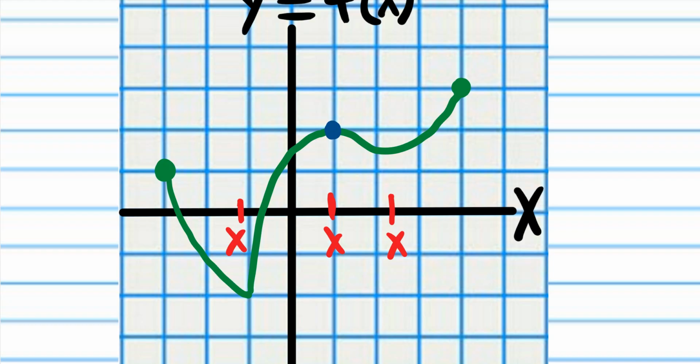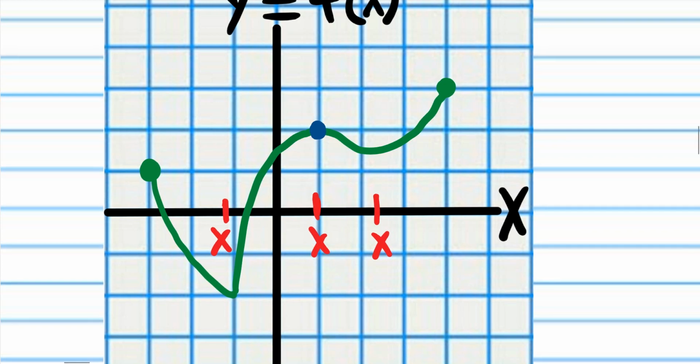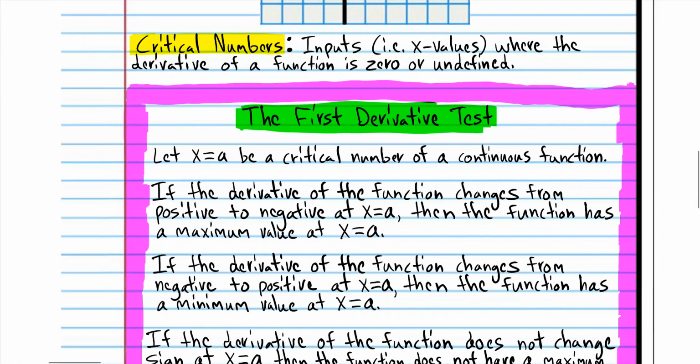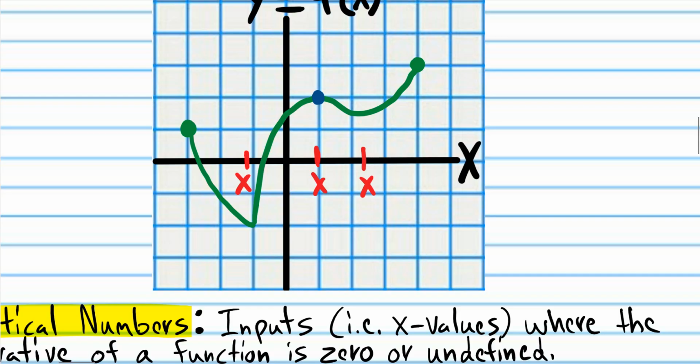So we know that this point here, its y value is a maximum value. But let's say that we didn't have the graph. Let's say that we just found the critical numbers. And without seeing this graph, we want to test to see if this critical number here is the location of a maximum or a minimum, or neither. Again, we're going to use what's called the first derivative test.